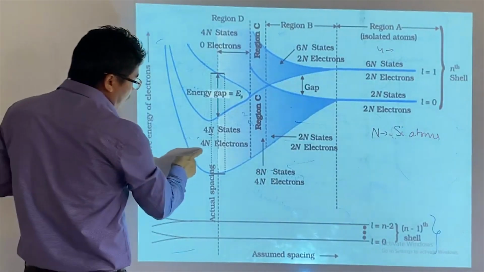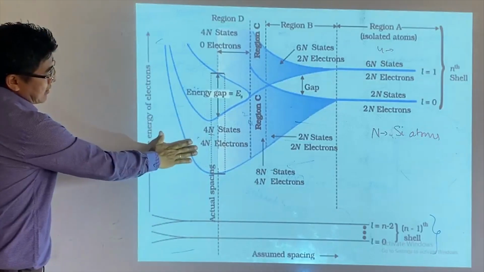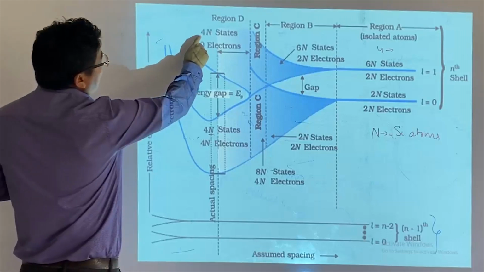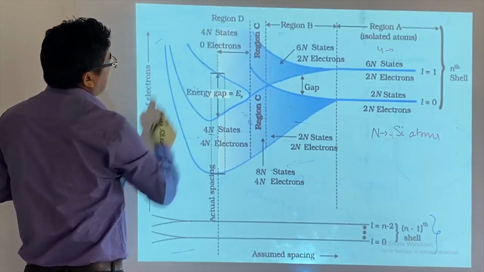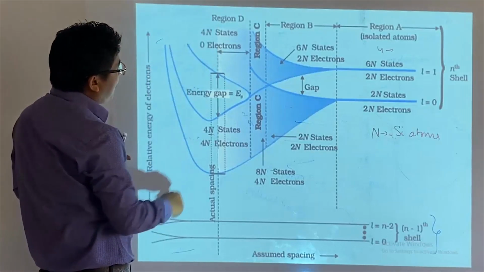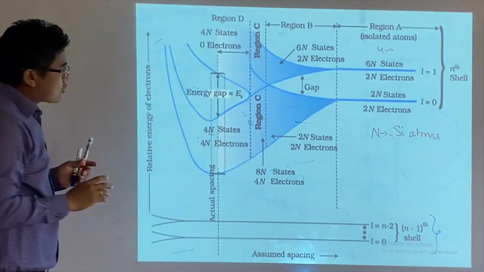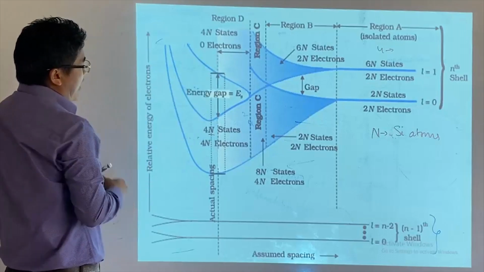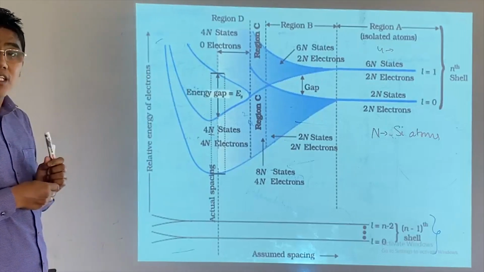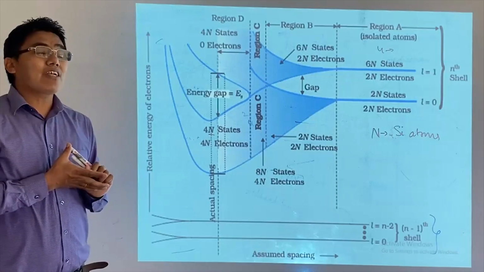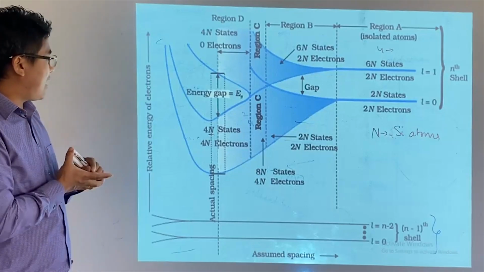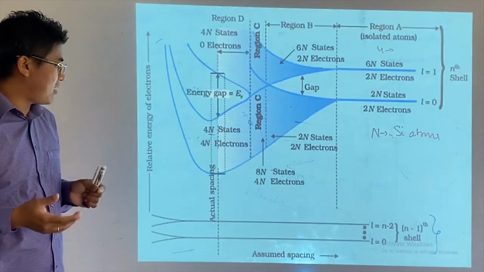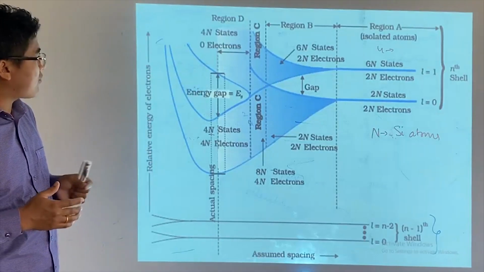And there are 4n electrons, so this energy band is completely filled, with 4n states. However, in the upper band no electrons are available, so it is completely empty. This is what we call the energy gap, or forbidden energy. Forbidden energy means no electron can occupy this space. So this is the forbidden band.